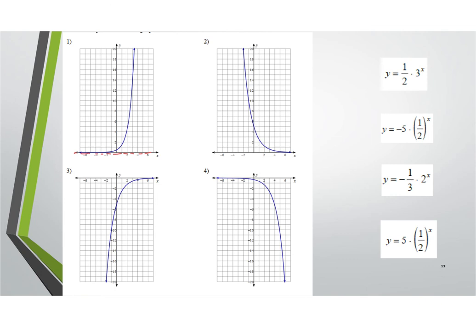So what we're going to do is, fact number 1, this graph is above the x-axis, so a needs to be positive. And it's going up. This is a growth graph. So I'm looking for an equation where a is positive and I have a base that is greater than 1. So as I check my options, it has to be this first one, number 1, because my base is greater than 1 and a is positive.